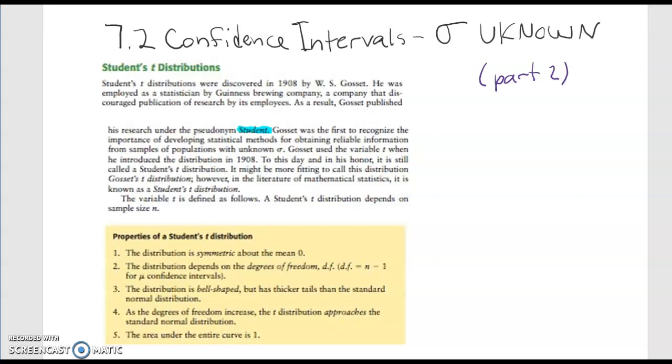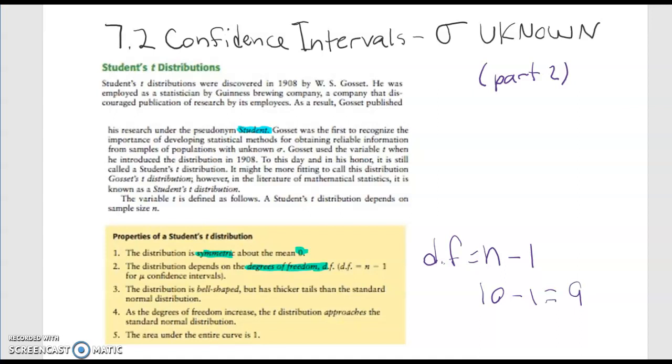The distribution is symmetric, and the mean of the distribution is 0. The distribution depends on something called degrees of freedom, and the degrees of freedom are given by df is equal to n minus 1, where n is your sample size. So if I had a sample size of 10, the degrees of freedom would be 10 minus 1, or 9. If I had a sample size of 25, the degrees of freedom would be 24 in that case.